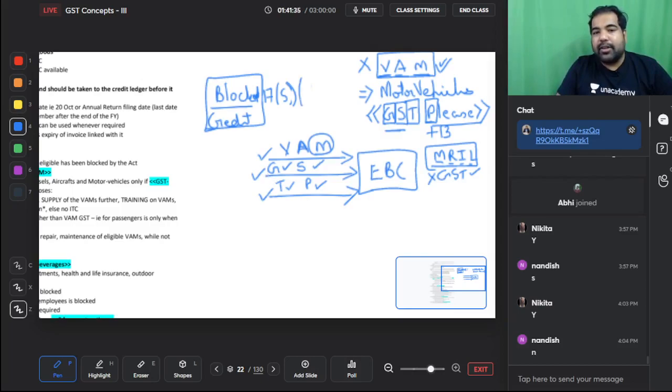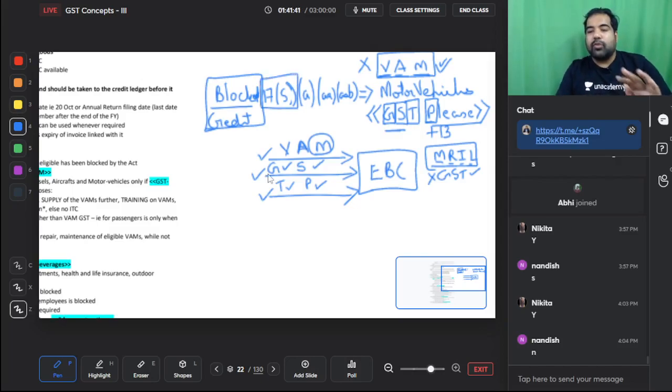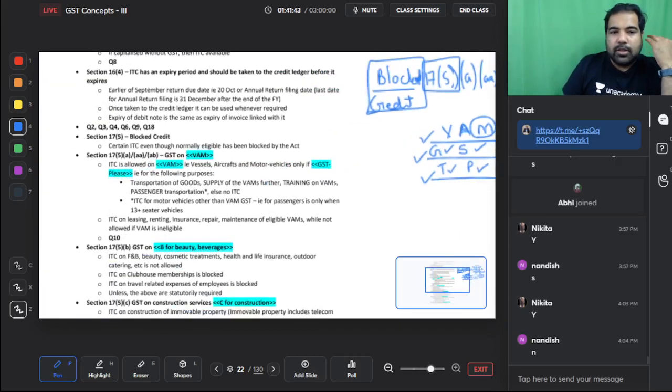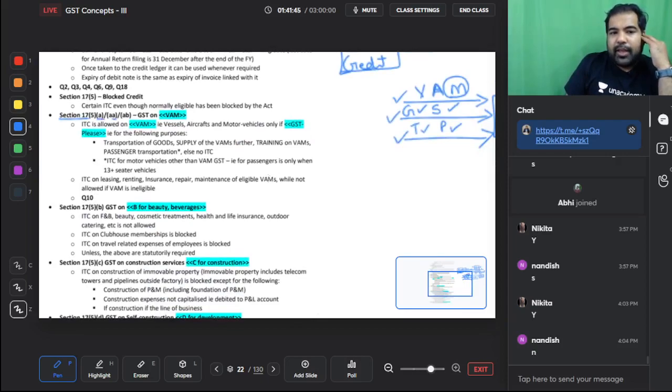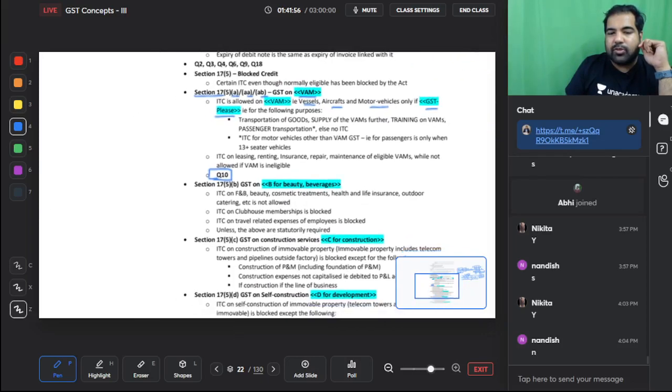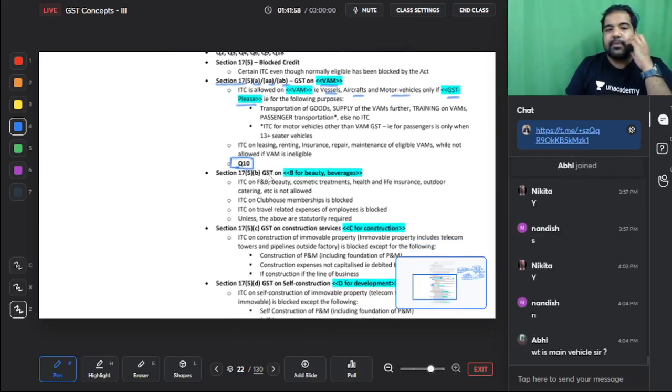The section is 17.5A. AA and AAB doesn't matter, guys. As long as you quote 17.5, you're good to go for this. So 17.5 A, AA and AB is VAM, vessels, aircraft, motor vehicle, GST please, only that is allowed, otherwise it's not allowed. We will do a question on this, it's waiting for us here, but that we will see when we see that question. Next.